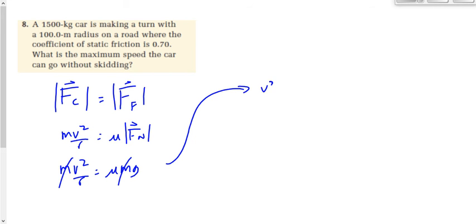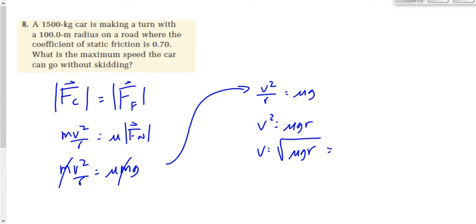We're going to say mv squared over r equals mu times the normal force, but the normal force here is going to be m times g, assuming we're on a flat horizontal surface. So it becomes mv squared over r equals mu times m times g. Let's cancel out the masses, and we're left with v squared over r is equal to mu times g. We're solving for v, so let's take the r over by multiplying, and we get square root of mu times g times r.